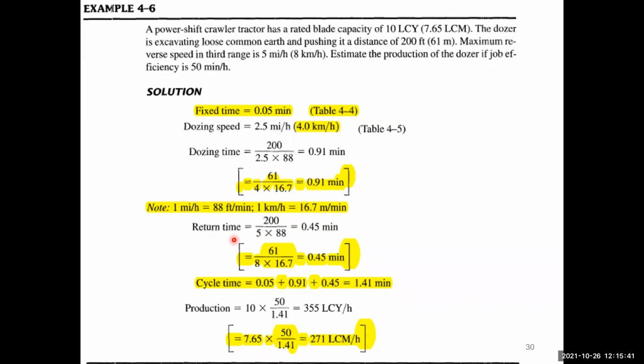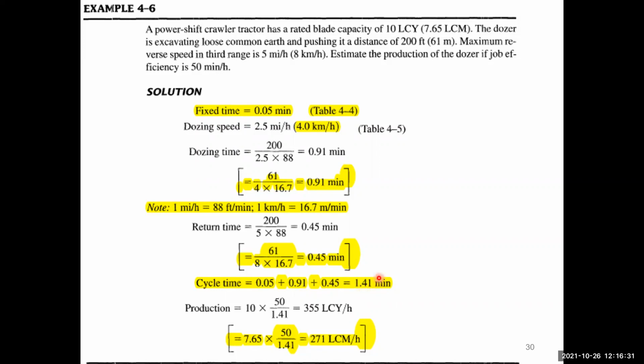So in the return time, of course the distance is 61 meters, and the return speed will be 8 kilometers per hour. It is already given over here as the maximum reverse speed. So 61 divided by 8, and then again we divide it by this 16.7 factor. So the return time will be 0.45 minutes. Now we can add up all these times, the fixed time, dozing time, and the return time. So we get a cycle time of 1.41 minutes.